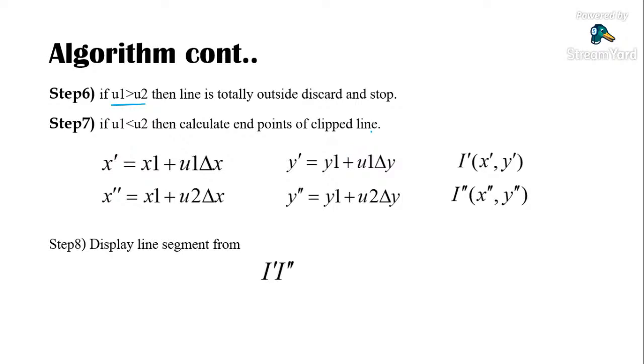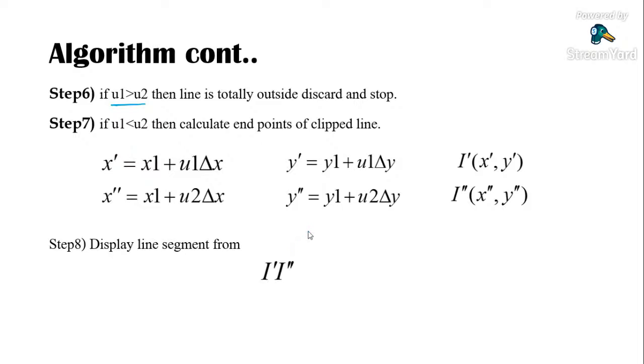Then calculate the endpoints of the clip line. How can you calculate the endpoints? By putting those values u1 and u2 into this: x dash is equal to x1 plus u1 delta x, y dash is equal to y1 plus u1 delta y, x double dash is equal to x1 plus u2 delta x, and y double dash is equal to y1 plus u2 delta y. So directly you will get the endpoints where the window is clipping the line, and then you can display the line segment from x dash, y dash to x double dash, y double dash.